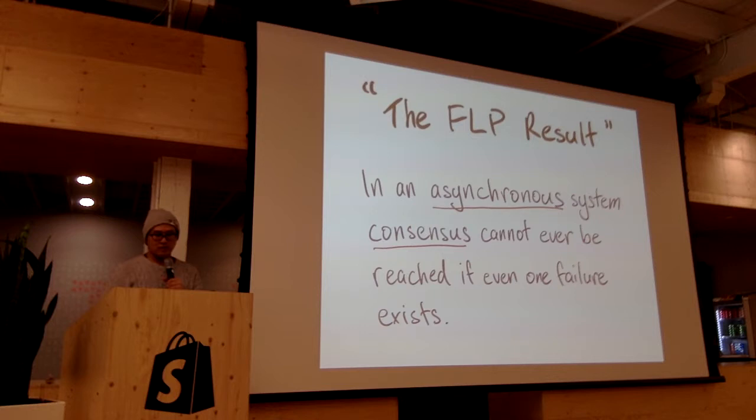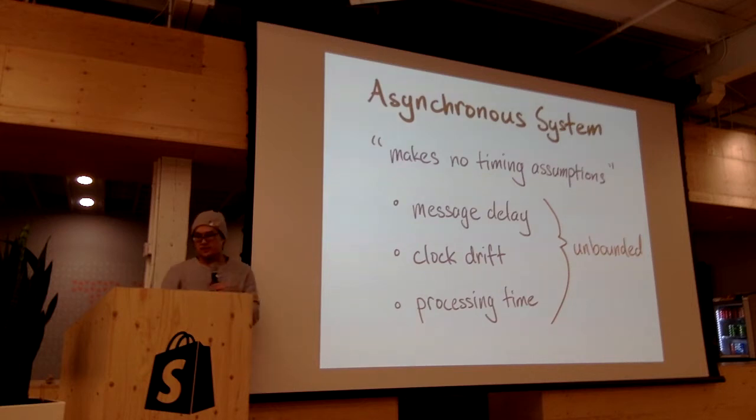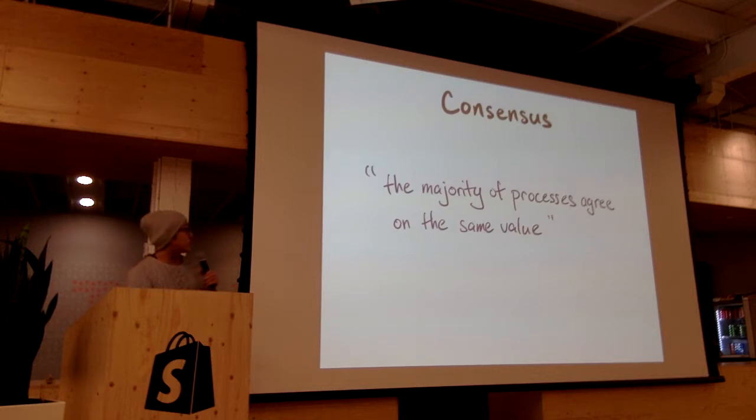So the FLP result basically says, in an asynchronous system, consensus cannot ever be reached if even one failure exists. When I say asynchronous, I mean a system that makes no timing assumptions. So you don't know how long message delay could be. It could be infinity. You don't know how far clocks in each process have drifted, and you don't know how long it will take a process to process a message. In terms of consensus, we mean the majority of processes agree on the same value. So if you have 3 nodes, at least 2 of them have the same value x.